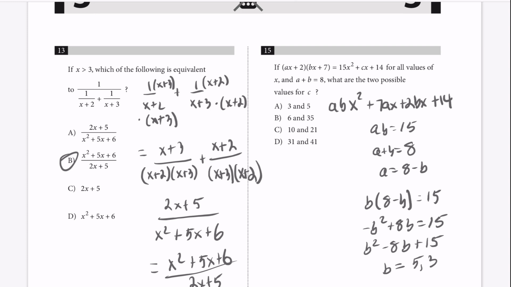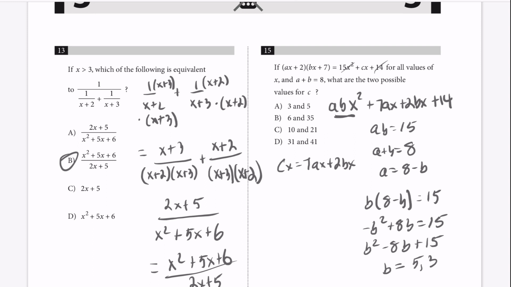So we can go ahead and just eliminate this 15x squared and this 14 because they'll cancel out, because this abx squared term will turn into a 15x squared, and subtracting both sides, it'll eliminate that. This plus 14 going over to the other side will eliminate that 14. So you could just say that cx is equal to 7ax plus 2bx. And let's say b is equal to 5 in this case.